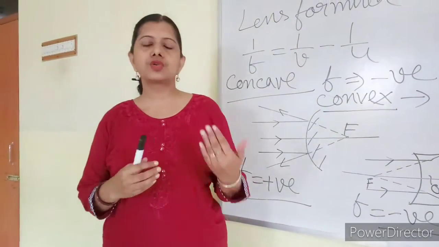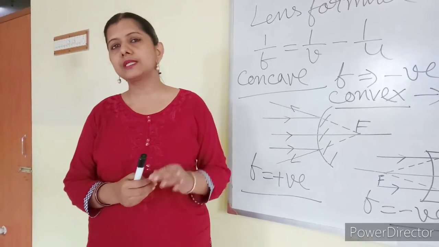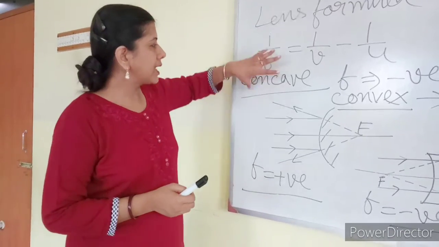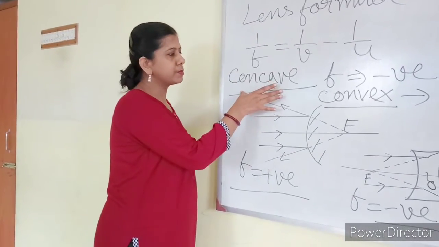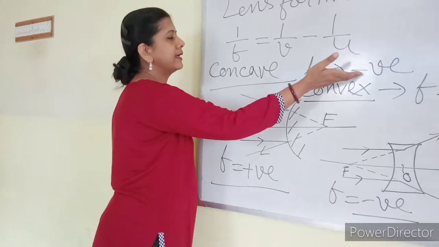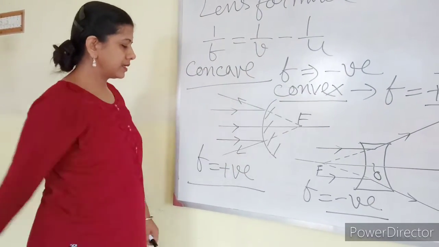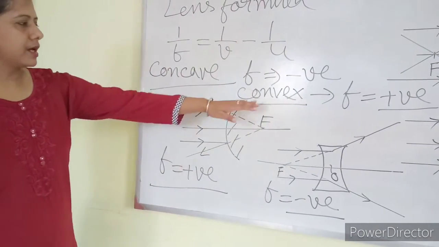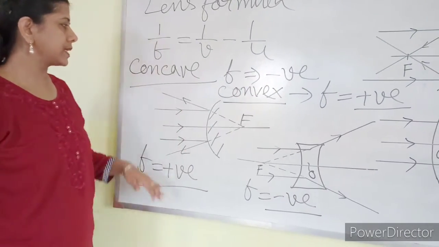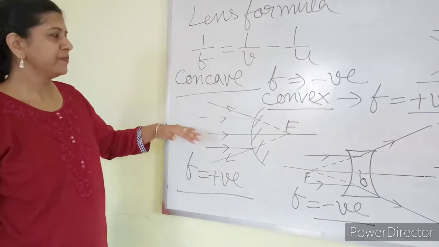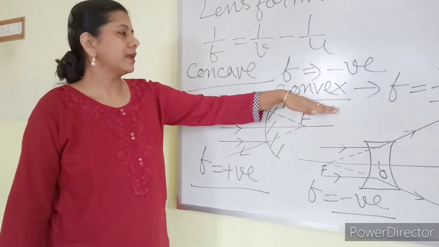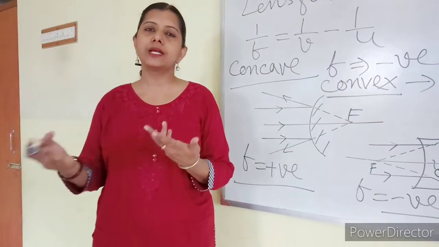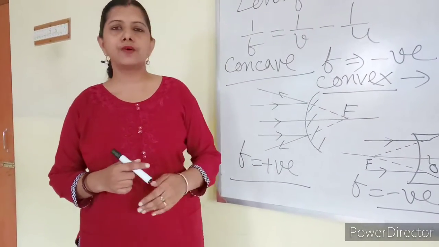There are various tricks to remember this kind of thing. I am telling you one trick, try to apply it. Concave, bigger name. When the name is bigger, I take the negative sign. Convex, the name is smaller, so it is a positive sign. Bigger is related with negative sign and smaller is related with positive sign. This way you can remember, or you can think of any trick by yourself. This is all about focal length.